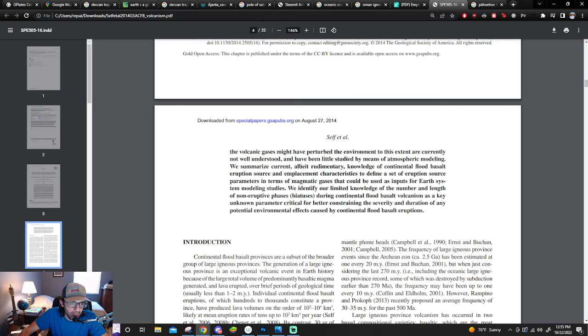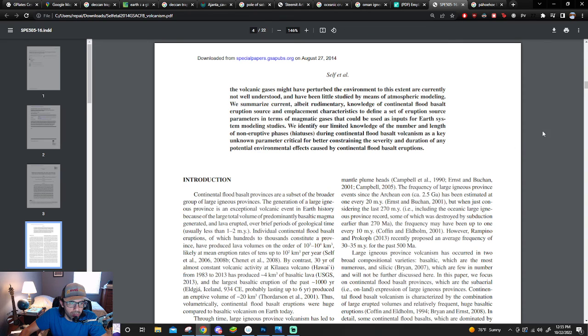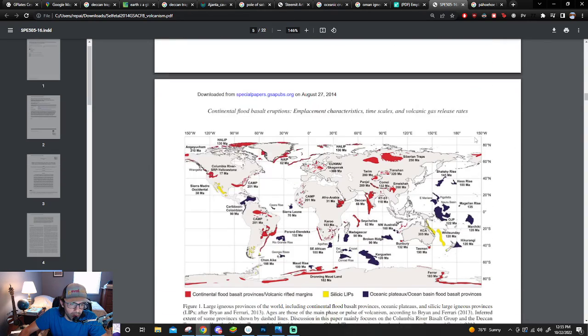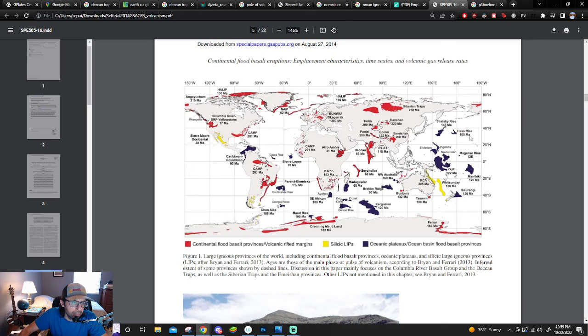We summarize current, albeit rudimentary, knowledge of continental flood basalt eruption sources. We identify our limited knowledge of the number and length of non-eruptive phases, hiatuses, during continental. Okay. Let's just find this now. This is really helpful.